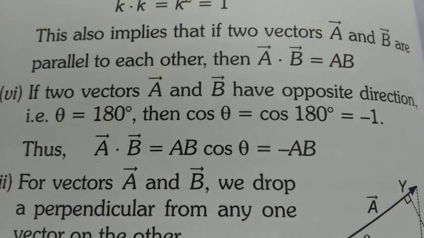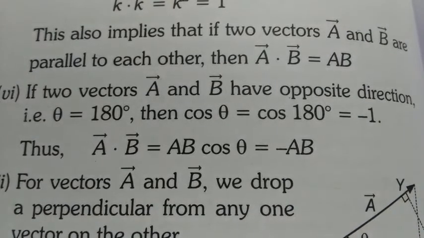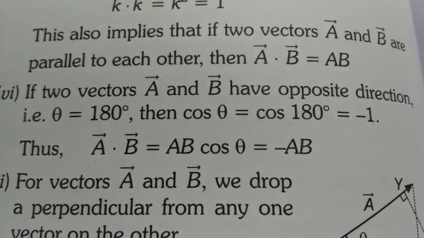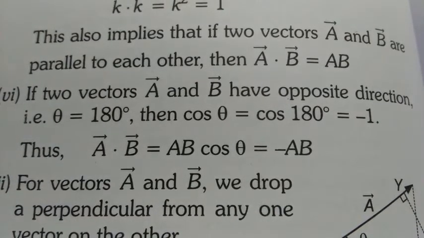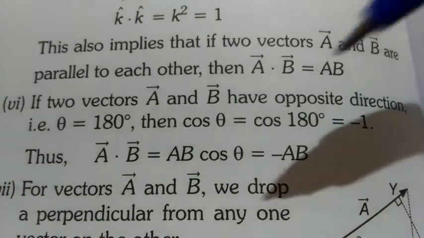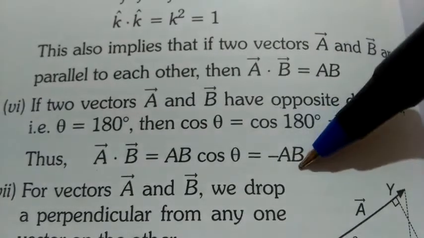Suppose two vectors a and b have opposite directions. At that time the angle between them will be 180 degrees and cos 180 is minus 1. So a dot b equals ab cos theta. In place of theta, when we put 180 degrees here, it becomes minus 1. So it is minus ab.